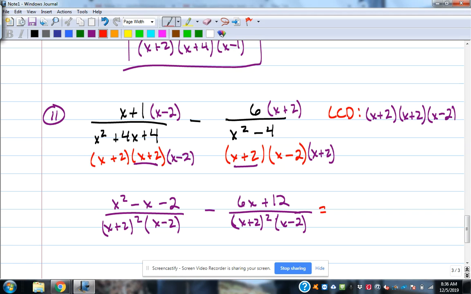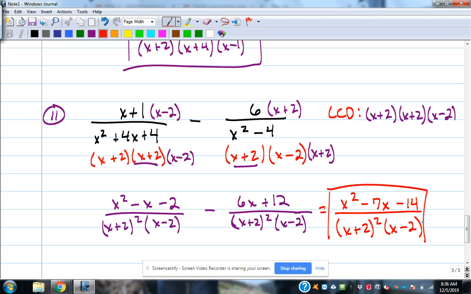x squared, there are no other x squared, so I'm going to go over. Negative x minus 6x, negative 7x. Negative 2 minus 12, negative 14. Try to factor that. Multiply to be negative 14, add to be negative 7. Nothing does that. So that is done.